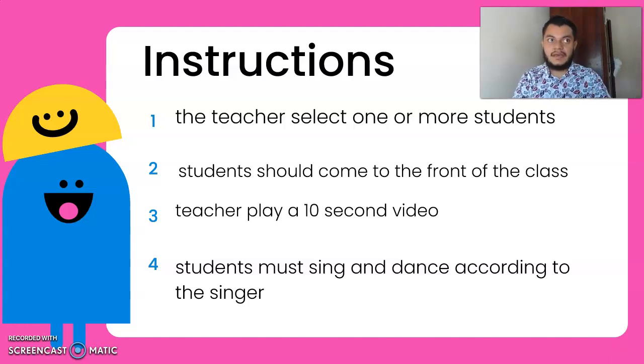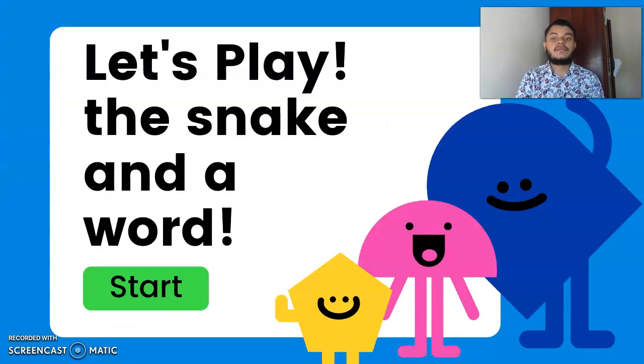For example, the teacher plays a video of a famous song, and the student has to sing that song and imitate the dance of the singer. The structure is: the teacher selects one or more students. A student should come to the front of the class. The teacher plays a 10-second video. The student has to watch the video, and then must sing and dance according to the singer in the video.